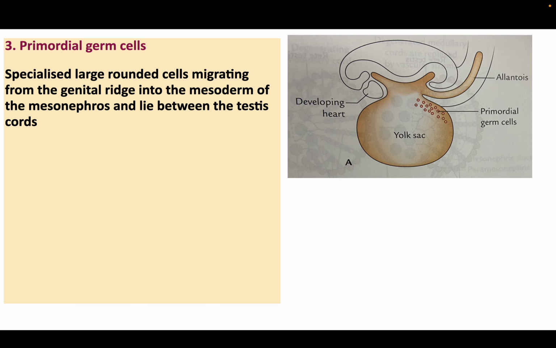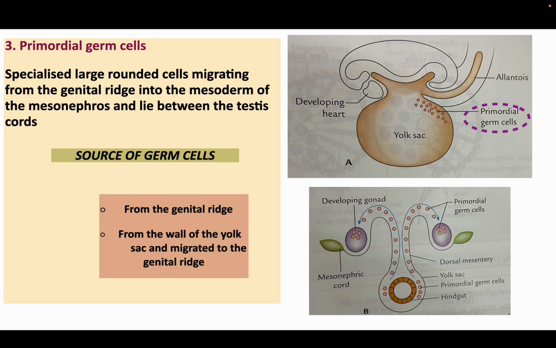Third is the appearance of the primordial germ cells. These are specialized large rounded cells migrating from the genital ridge into the mesoderm of the mesonephros and lying between the testis cords. Another source of the germ cells, as we have discussed, is the genital ridge. Second is the wall of the yolk sac. You can see the diagram, and they migrate towards the genital ridge.